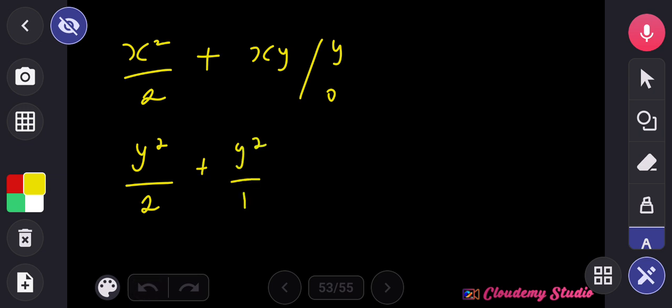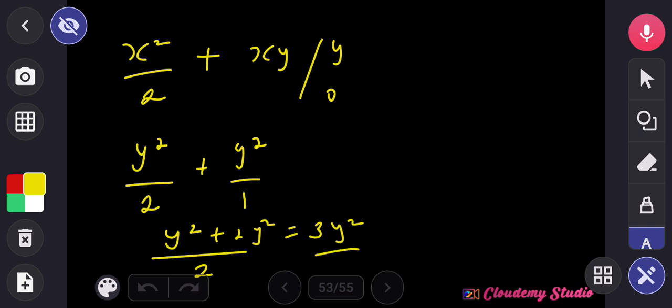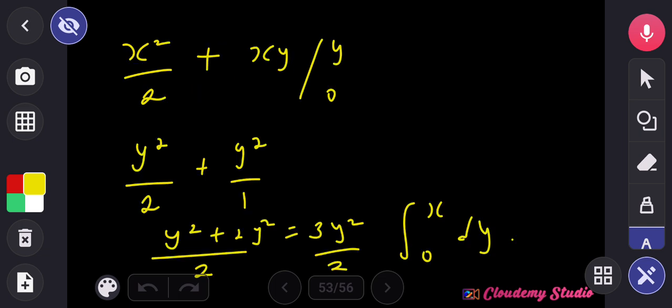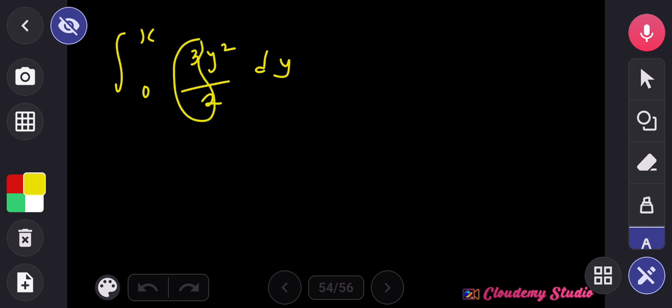So if I add it together now, I'm going to be having y squared over 2 plus y squared, and that's going to give me 3y squared over 2, right? Remember, I still have upper limit x, lower limit 0, right? Upper limit x, lower limit 0 of the dy in this case. So the next thing is I'm going to integrate, upper limit x, lower limit 0 of 3y squared over 2 dy. So the next thing is I can put this 3 over 2 outside. So I'm going to have 3 over 2 integral of y squared dy, upper limit x, lower limit 0.